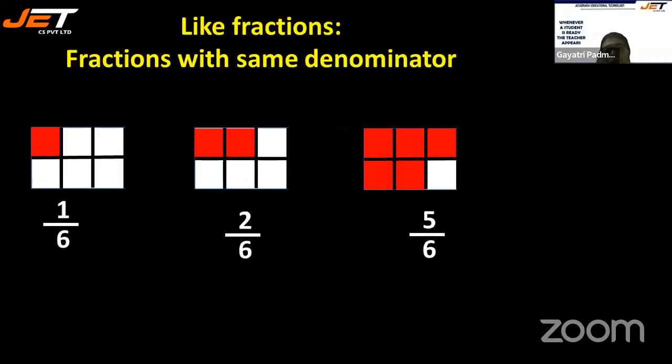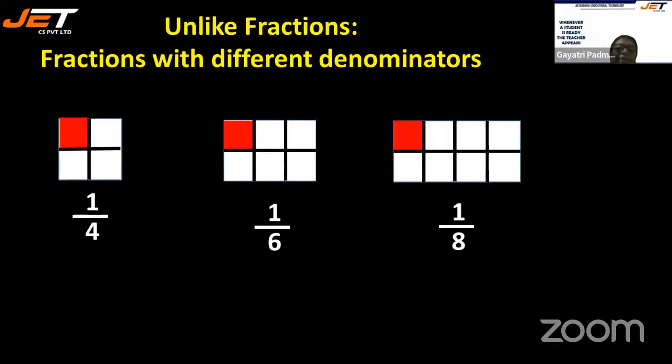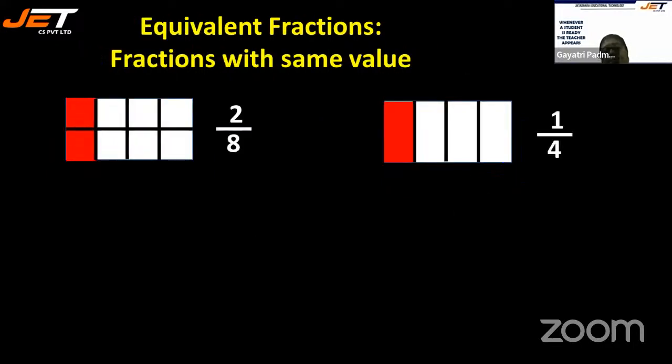Now you can see fractions with the same denominator: 1/6, 2/6, 5/6. Fractions with the same denominator are called like fractions. Fractions with different denominators are called unlike fractions. The first one we have is 1/4, the second is 1/6, the third is 1/8.